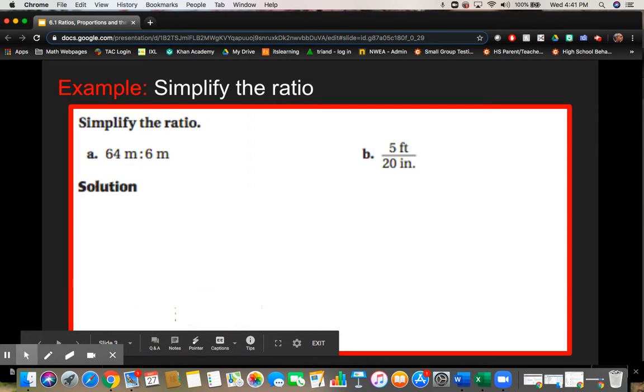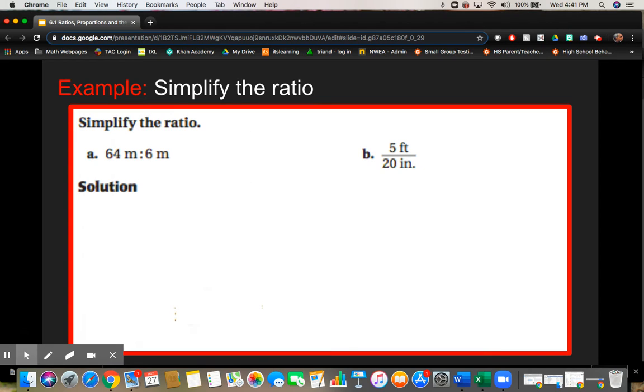Let's think about the ratio 64 meters to 6 meters, and the ratio 5 feet to 20 inches. We want to simplify the ratio. In the first example, we notice that both 64 and 6 are in meters, so we can simplify them as they are. But in B, we have 5 feet and 20 inches. So we're going to have to do a little extra work in that one to deal with the fact that they don't have the same unit of measurement.